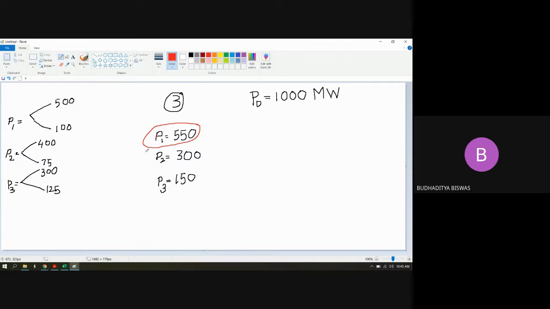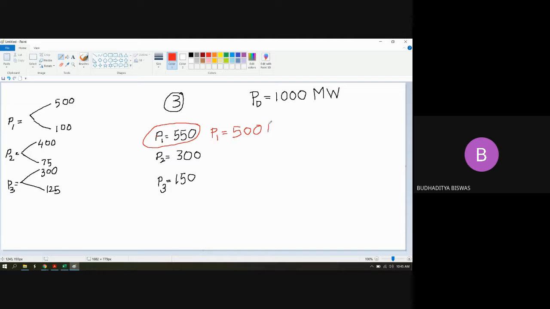Does the generation of generator 1 cross the upper limit or the lower limit? Upper limit, sir. Upper limit, obviously. The upper limit is 500, so it crosses the 550. So that means it crosses the upper limit. So by force, you have to fix the generation of generator 1 at the limit which is crossed. Here the upper limit is crossed, so you have to fix the generation of generator 1 at 500 megawatt by force.